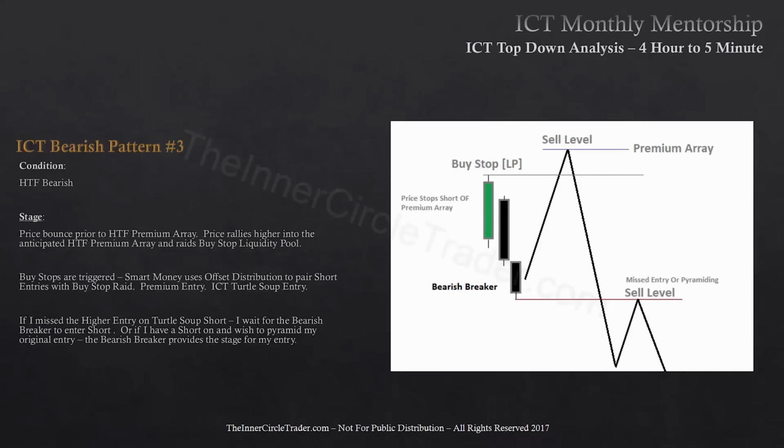Now, if I was fortunate enough to get short at the higher premium array, I can look at that bearish breaker as an opportunity to pyramid. So if I went short 10 at the higher premium array, now I can sell short 5 at the bearish breaker and pyramid my position. Don't anticipate it being retraced back to for optimal trade entry, because to do so, you're completely avoiding and ignoring the bearish breaker that's staring you right in your face.